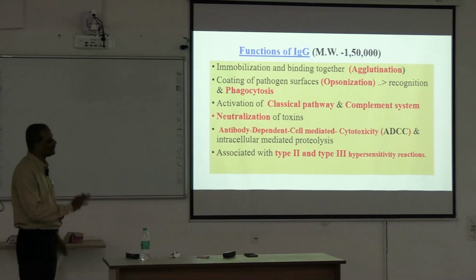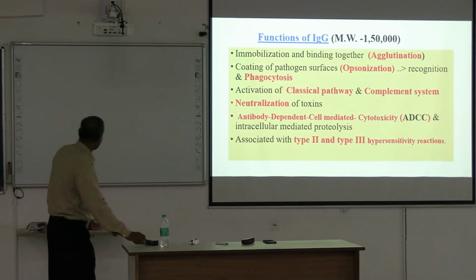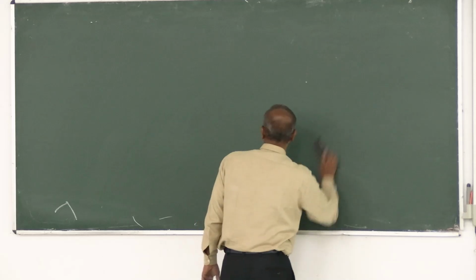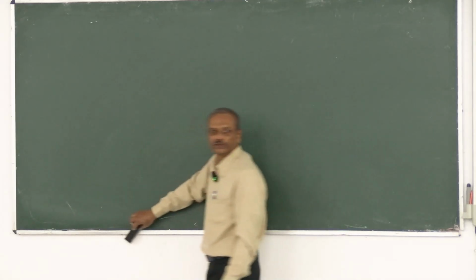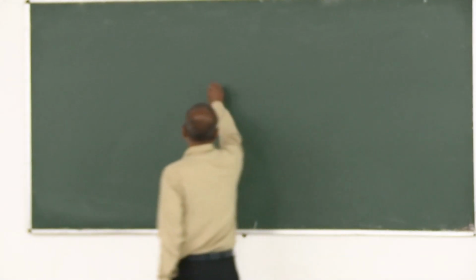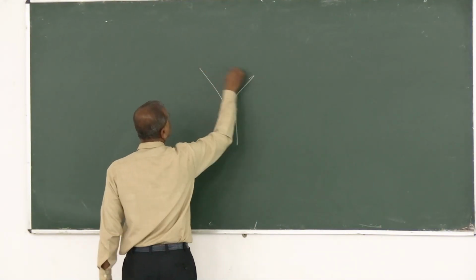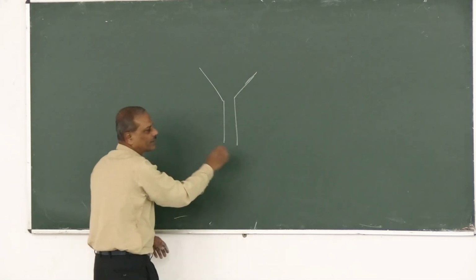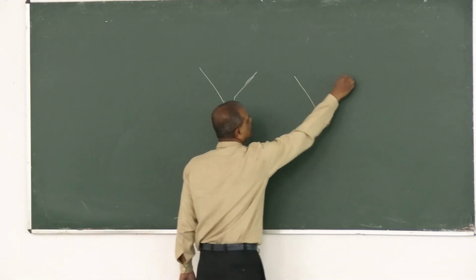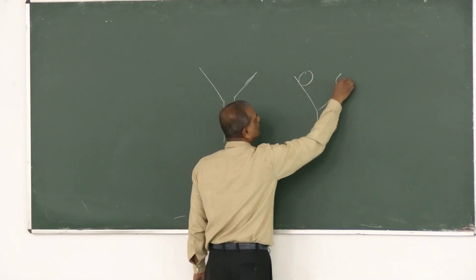So the function of IgG, only write down these red parts. What is agglutination? Have you seen anybody's blood group testing? Okay, fine. So basically there are two binding sites. Suppose I am just writing Y, just for simplification. It will bind one antigen here, one antigen here.